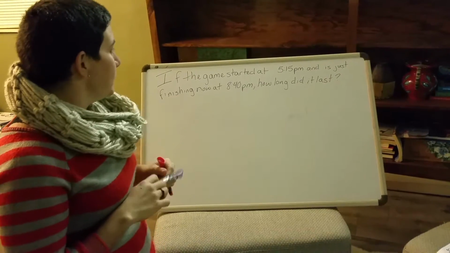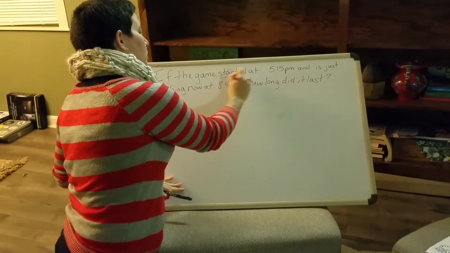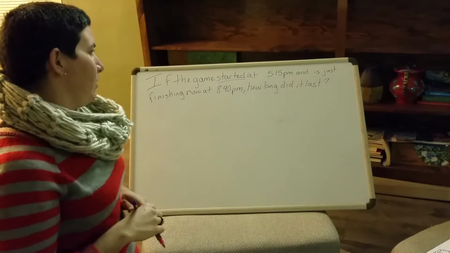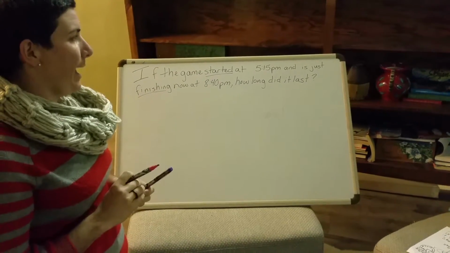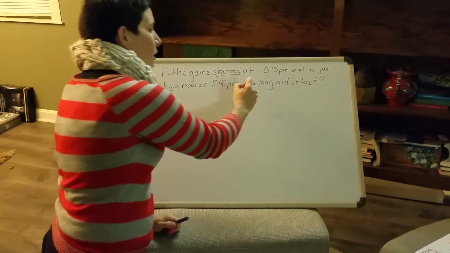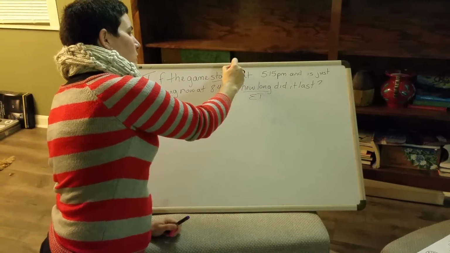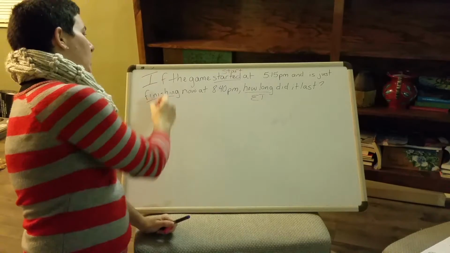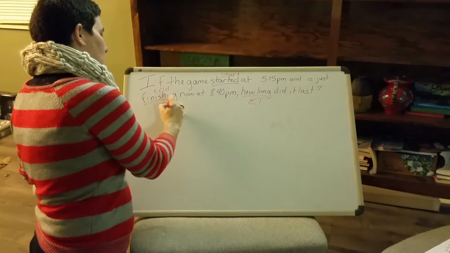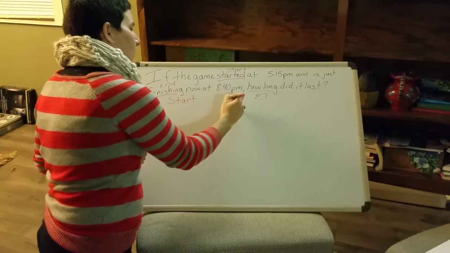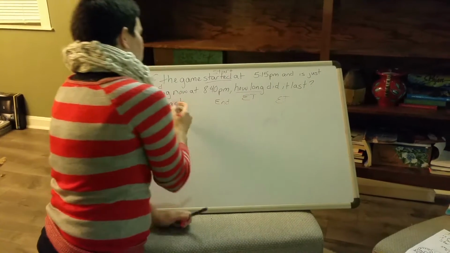Here we go. Problem says, if the game started, keyword there is started, at 5:15 p.m. and is just finishing now at 8:40 p.m., how long did it last? So how long would be elapsed time. Started would be start time. Finish would be end time. So first thing we've got to do is identify those three pieces, that way we can figure out which part we need to fill in.